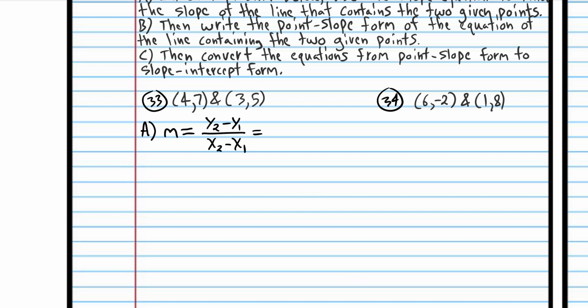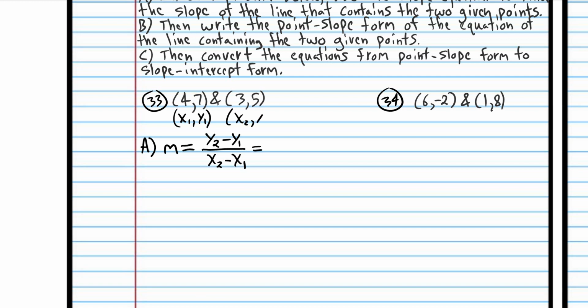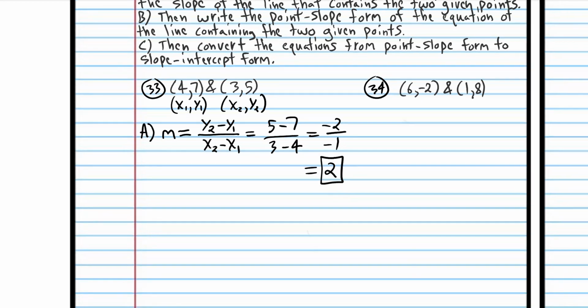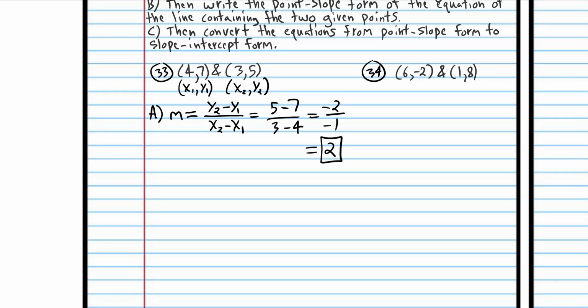So you can make 4,7 point 1 and 3,5 point 2, or you can make 4,7 point 2 and 3,5 point 1. It doesn't really matter. I'm going to make 4,7 point 1. So then we have x1 and y1 and x2 and y2. So then we have 5 minus 7 over 3 minus 4. And that gives us negative 2 over negative 1, which is just 2. So that is part A. We found the slope of the line that contains those 2 points.